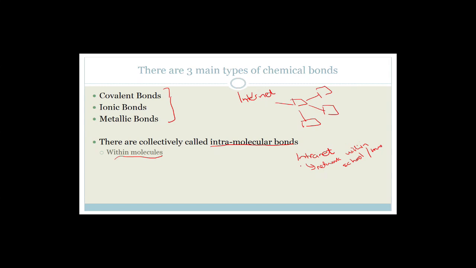so you don't need to get out into the World Wide Web to be able to message your buddy. But if, for example, I live in South Africa and I want to message my friend Ruth, who lives in Germany, then I cannot use my intranet unless we're working for the same company. I have to use the internet. So inter is between, and intra is within. Now, these bonds that we're talking about here are within the molecule, and they are called intramolecular bonds.